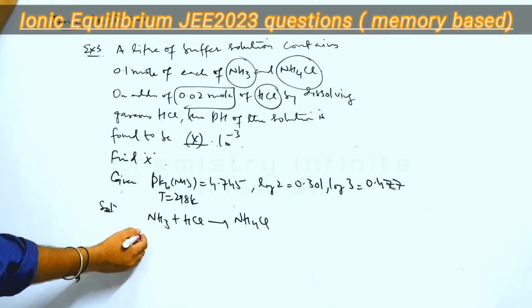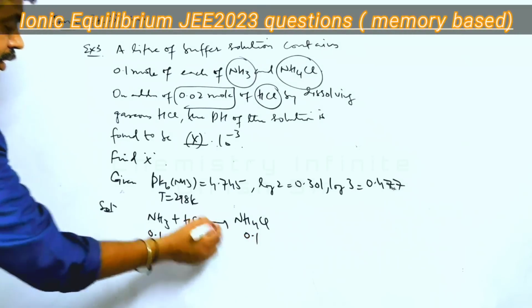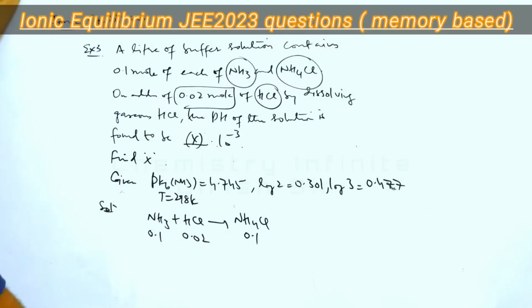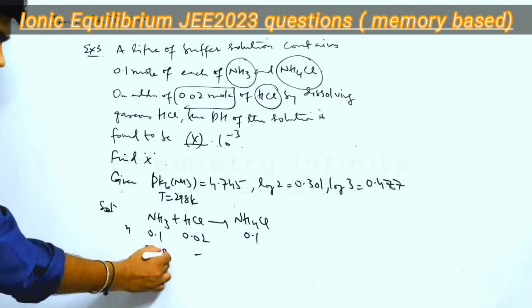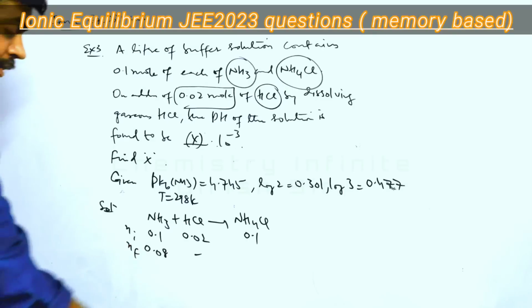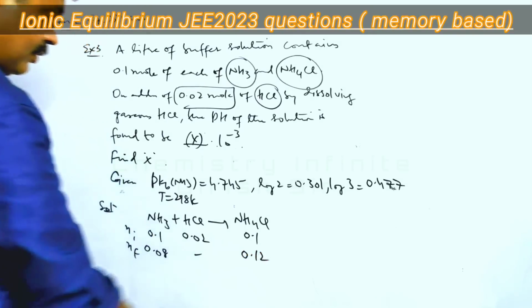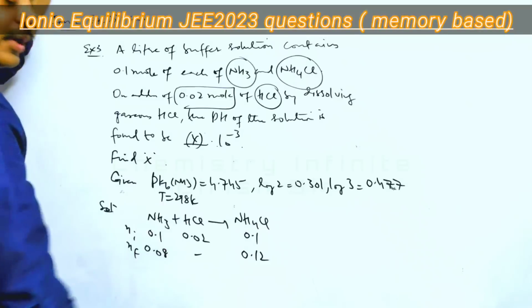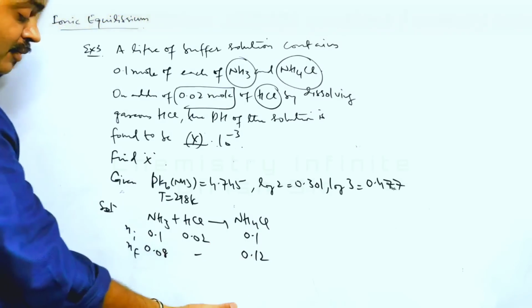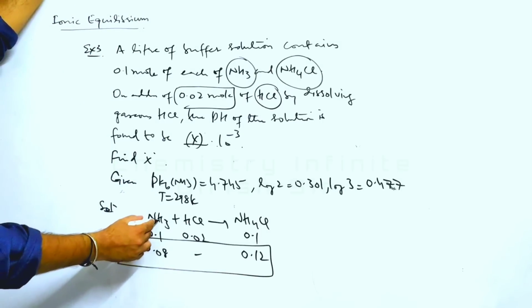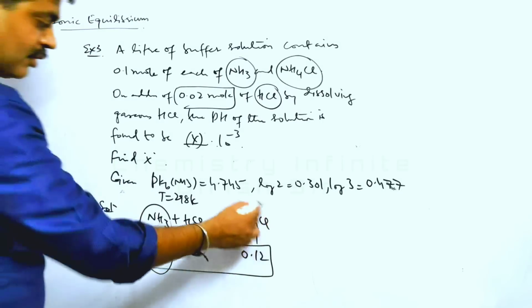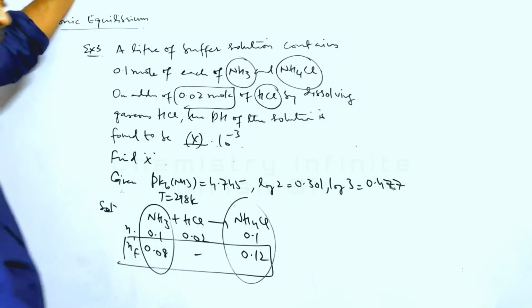Now the moles given are 0.1, 0.1, and HCl added is 0.02. Of these, HCl is in the smaller amount, so it will act as the limiting reactant. It is finally consumed. It reacts with 0.02 moles of ammonia, so 0.08 moles are left, and 0.02 moles of ammonium chloride would be produced, so the total will become 0.12. So this final composition indicates you have a weak base, ammonia, and its salt present. So this mixture should act as a basic buffer.